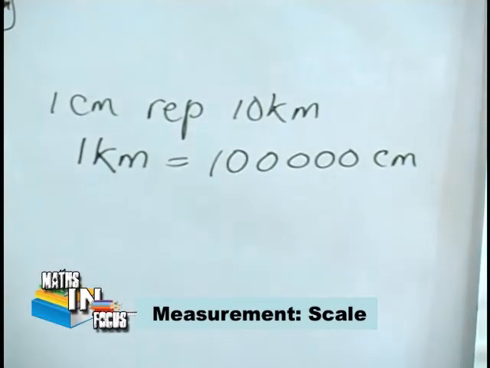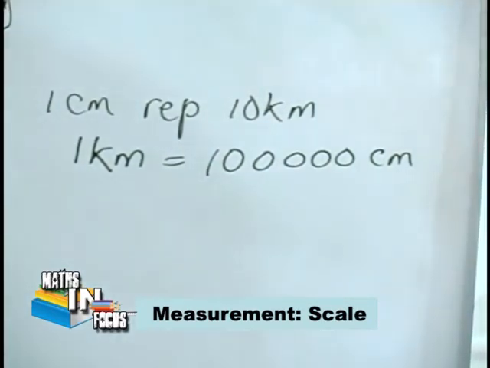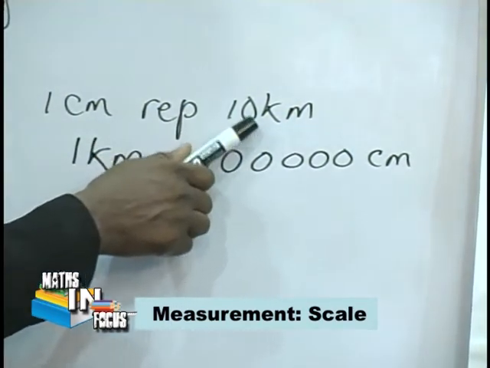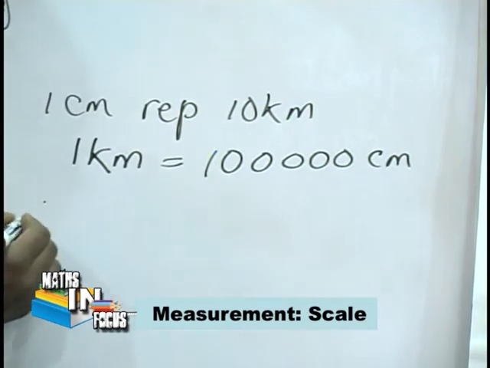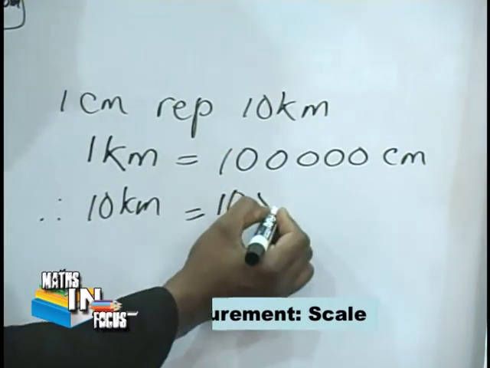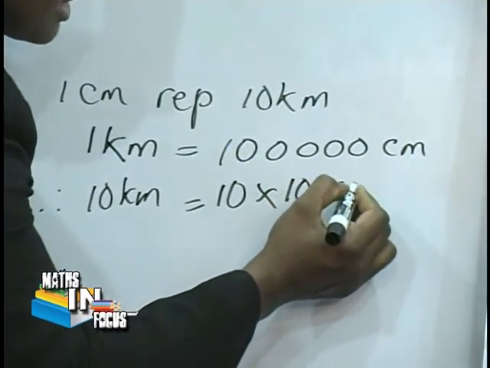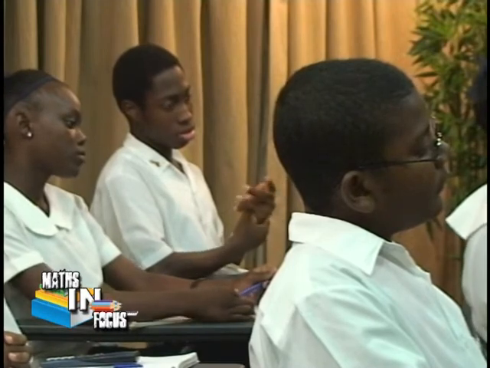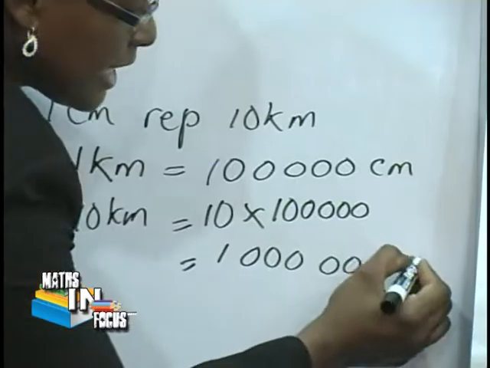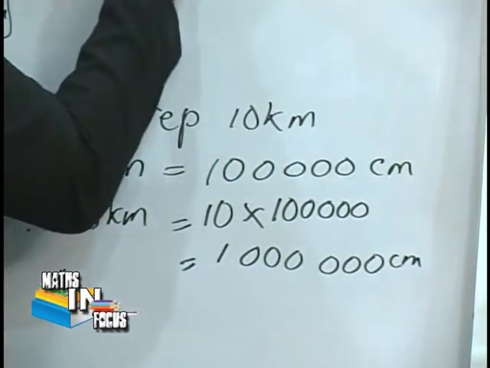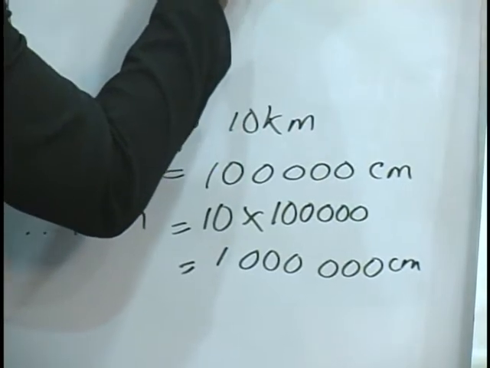So every time we move 1 kilometer, we're actually moving 100,000 centimeters. We have to move a distance of 10 kilometers. Therefore, 10 kilometers would be equal to 10 multiplied by 100,000. And what would we have there? 1 million. And this would be cm. Now that we have cm and cm, we can write our representative fraction, which would be 1 upon 1 million.